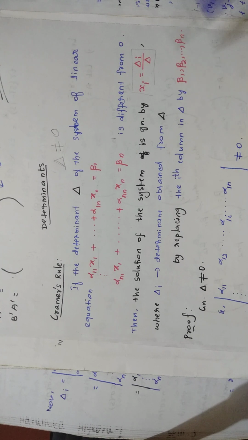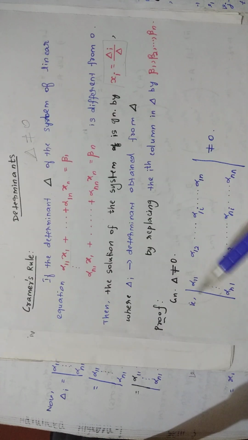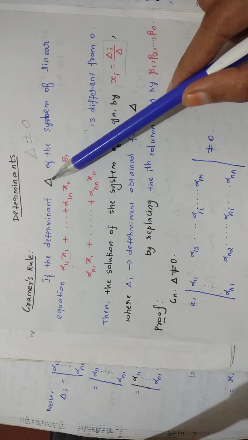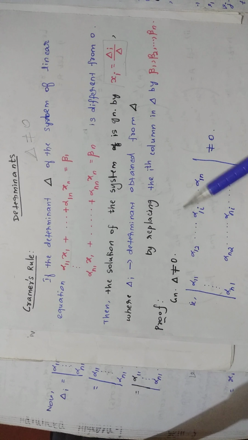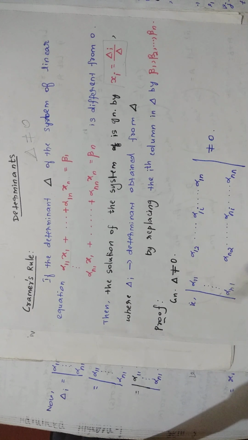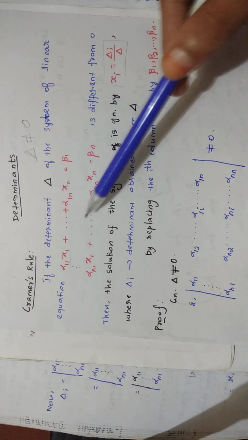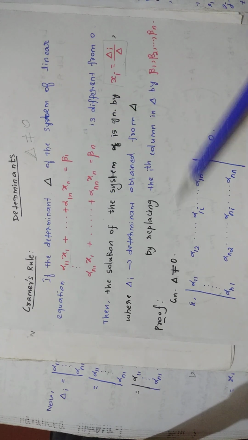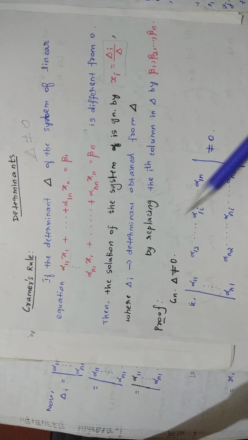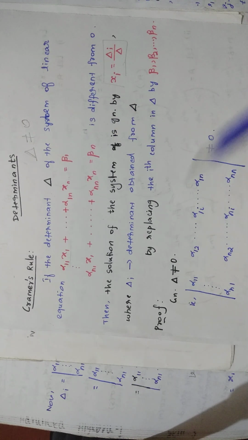You will do all these things in the proof, so that is why I told you everything in advance. Let us move on to the proof. First you have to write what is given in the question. Delta is different from 0, which means delta is not equal to 0. Delta means the determinant, which you write from the system of linear equations, and then put not equal to 0.